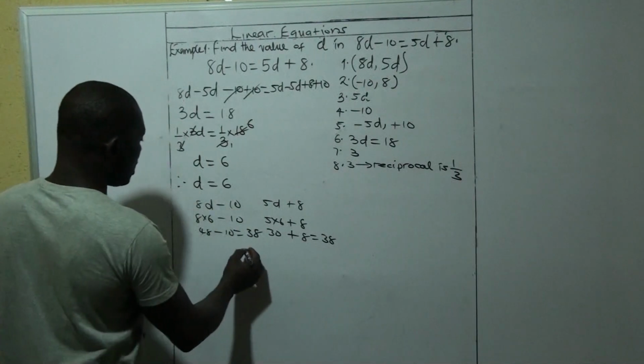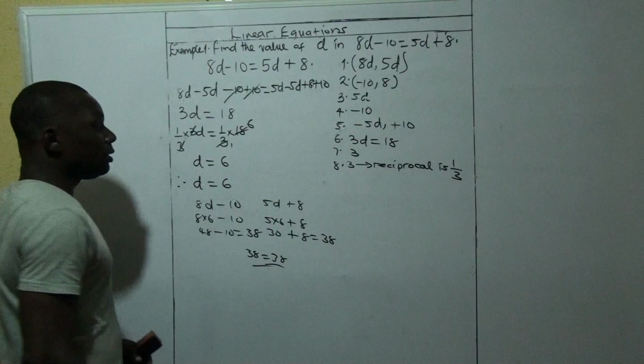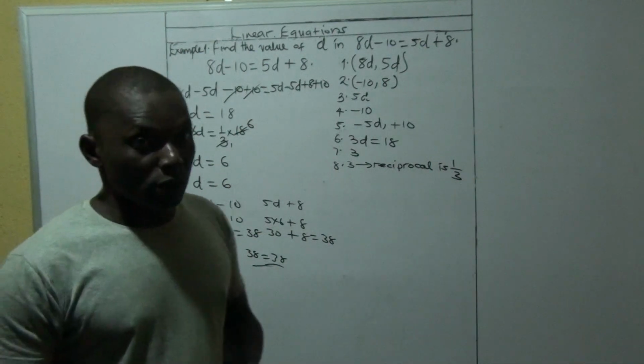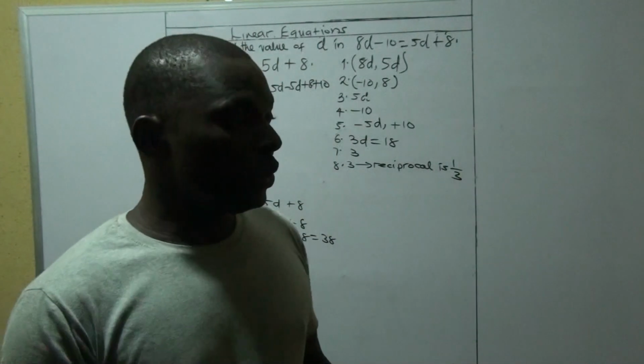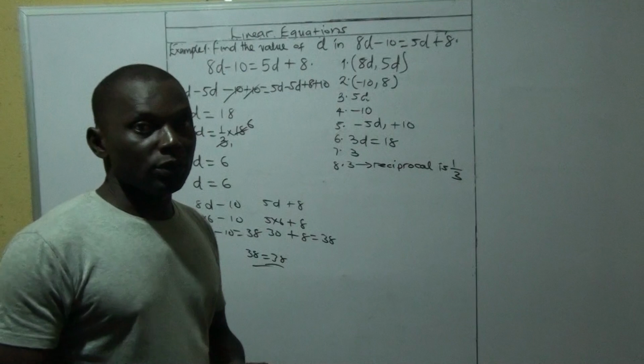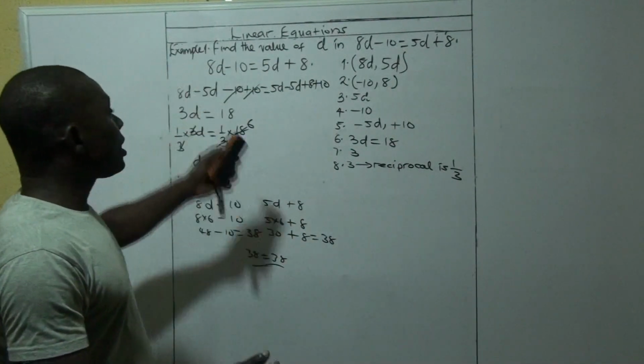You see that both sides are what? The same. So it means that 6 satisfies this equation. So 6 is the solution to this given equation. So all the steps, you must know them.